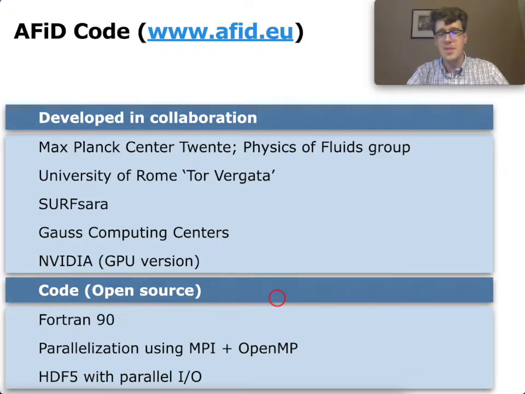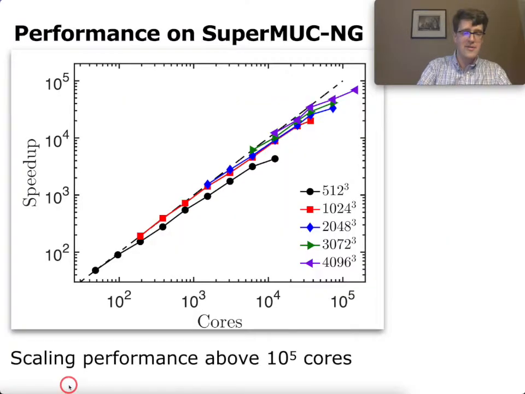This code has been developed in collaboration with the Max Planck Center in Twente, the University of Twente, the University of Rome Tor Vergata, and several supercomputing experts at SURF and the Leibniz and Gauss Computing Centers, and we also made a version available for GPUs together with NVIDIA. The code is open source, available as indicated before, and is written in Fortran 90, and parallelization is obtained using MPI and OpenMP. The I/O operations are performed using parallel HDF5.